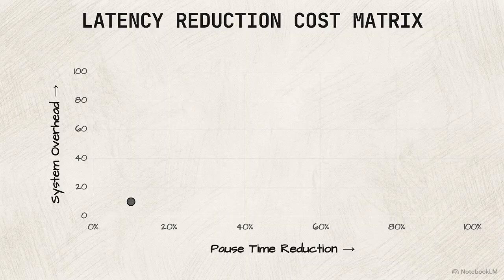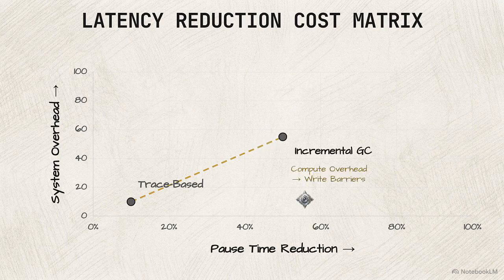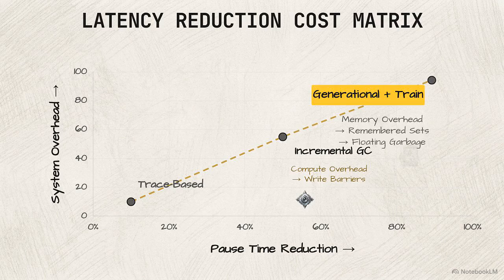This matrix maps the cost of latency reduction. To eliminate temporal pauses with an incremental collector, the system surrenders compute cycles for write barriers. On the spatial side, generational and train collectors surrender physical heap capacity for remembered sets and floating garbage.